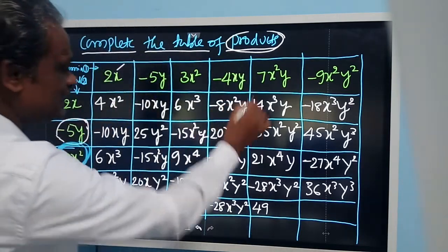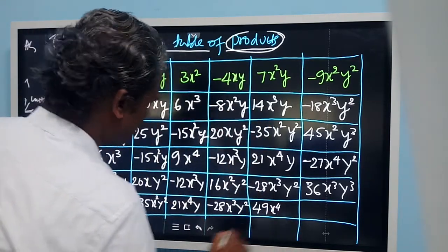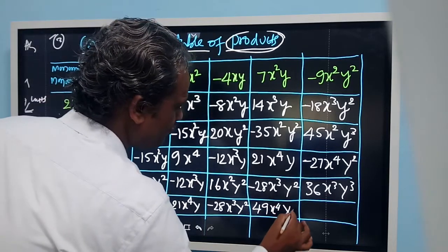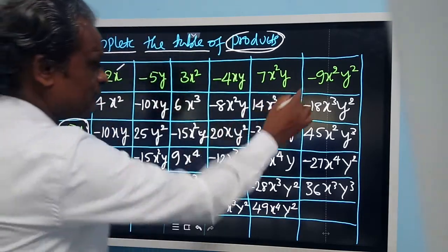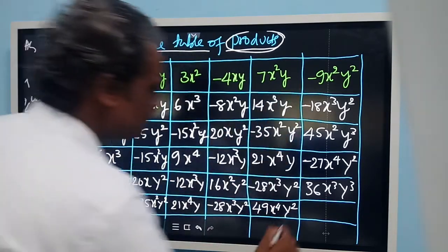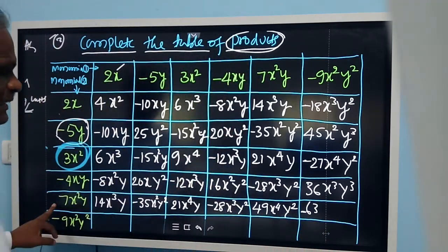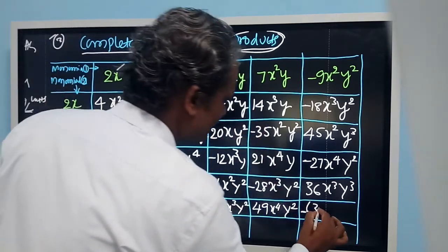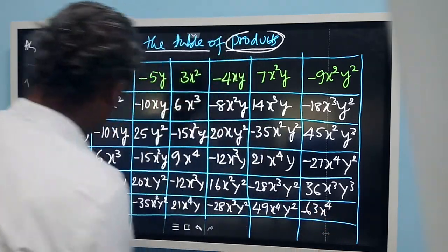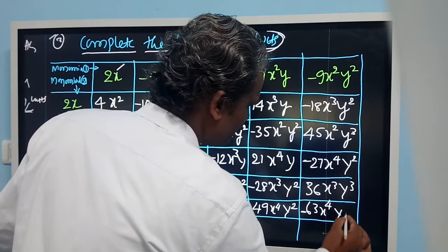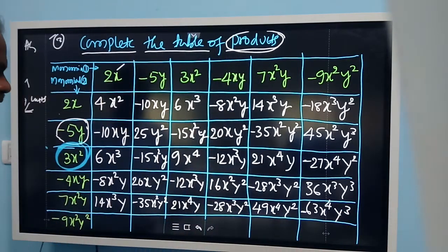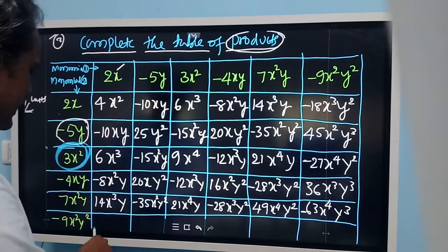7 7s are 49. Write as it is. X square into x to the power 4. Y into y square. 7 9s are 63. Minus sign is there, minus 63. X square into x to the power 4. Y into y square, y to the power 3. The last row, I will leave this one, you complete this remaining.